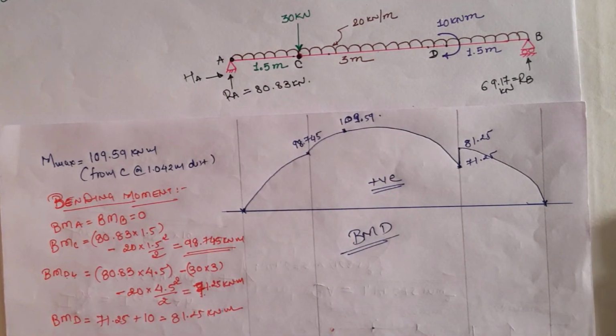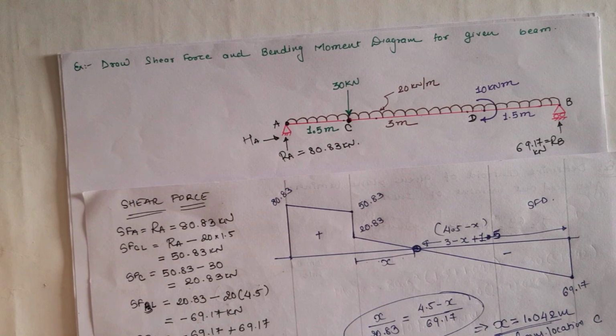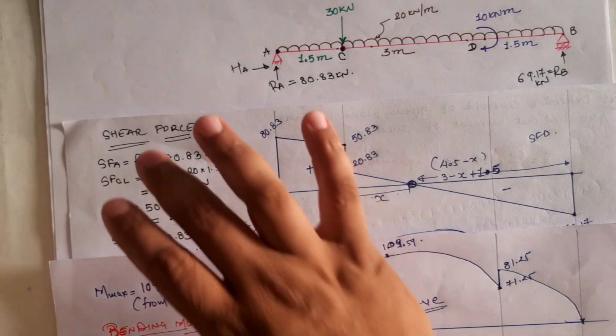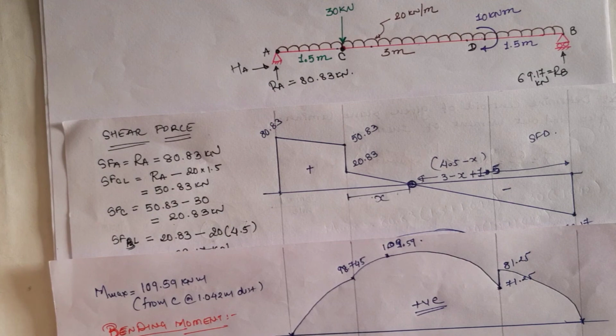So thus we can calculate the shear force diagram and bending moment diagram of the given simply supported beam using the 3 equilibrium conditions as well as the calculation of shear force and bending moment.